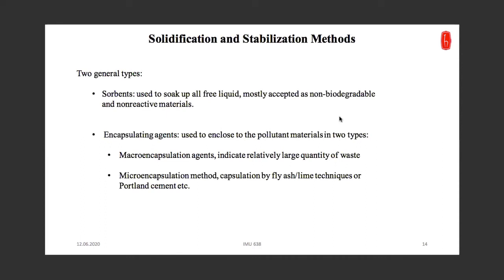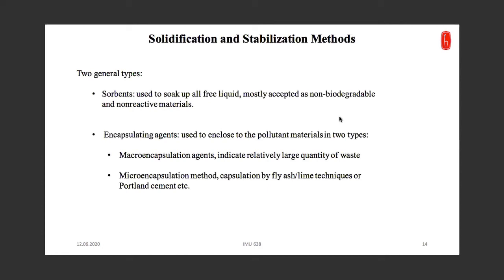And also there are encapsulating agents. These are basically used to enclose the pollutant materials, in two types. Microencapsulation agents are used for a relatively large quantity of waste by bonding with an inert jacket. So how could I say that? They are covering the waste with the inert material. From gypsum, it turns to the anhydride and soaks up all free liquid. It turns into other components, and they are basically stabilizing.